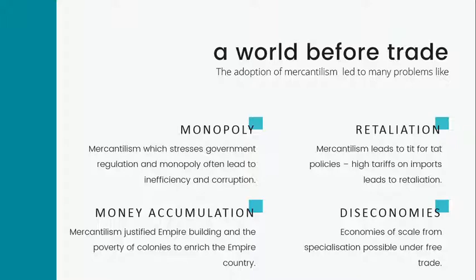The major repercussions of mercantilism are monopoly mercantilism, which stresses government regulation, and monopoly often leads to inefficiency and corruption. Retaliation mercantilism leads to tit-for-tat policies. High tariffs on imports lead to retaliation. Money accumulation mercantilism justified empire building and the poverty of colonies to enrich the empire country. Diseconomies of scale result, in contrast to the economies of scale from specialization possible under free trade.